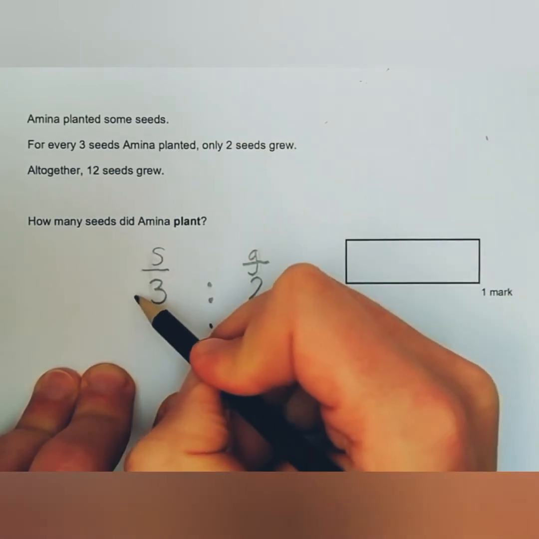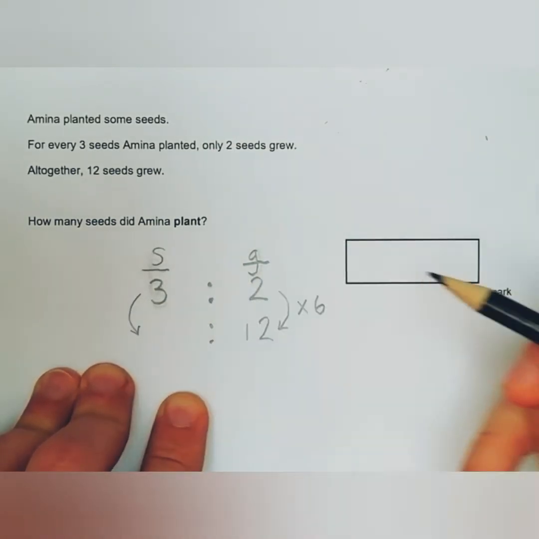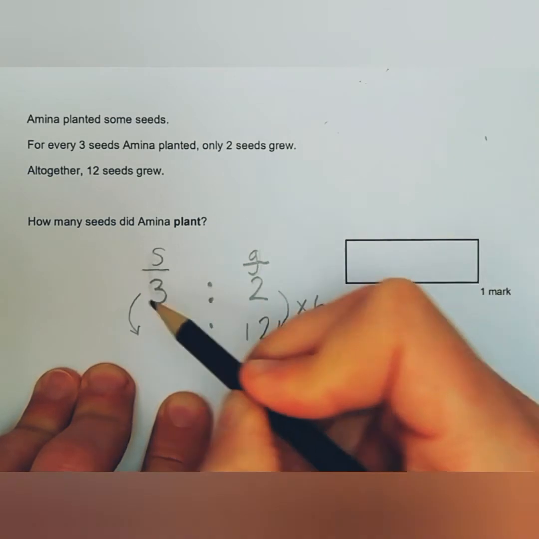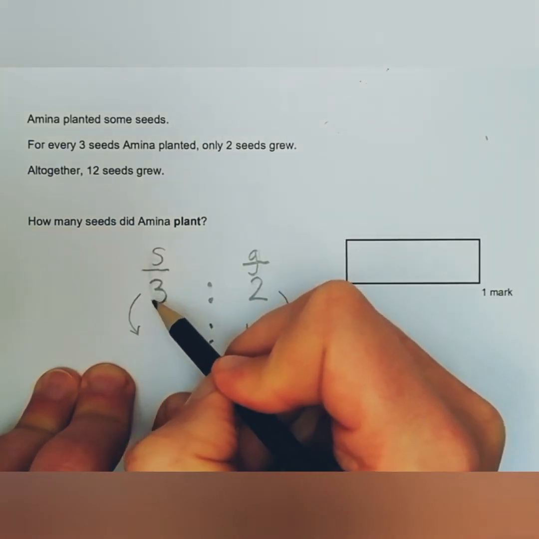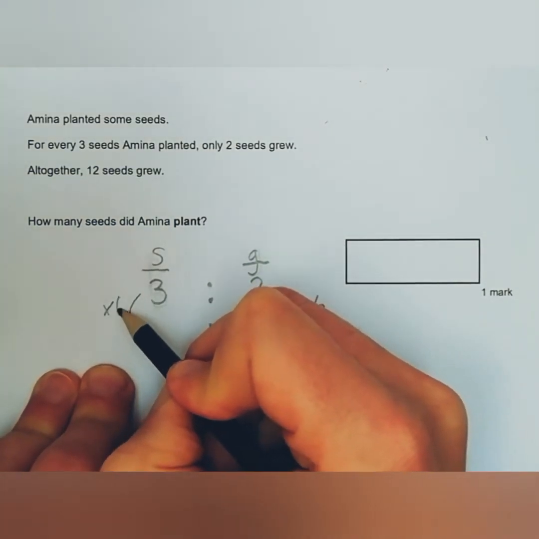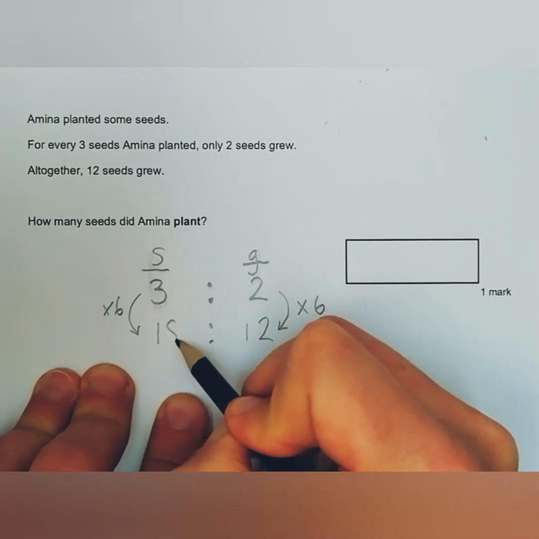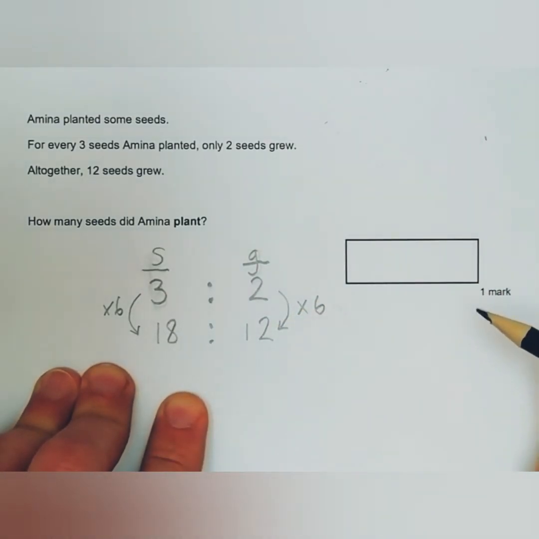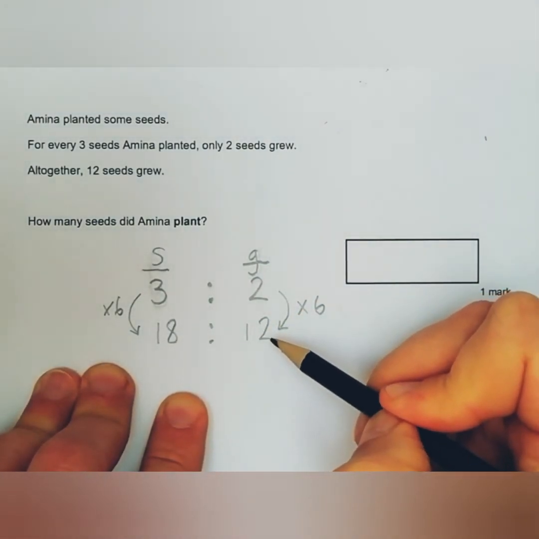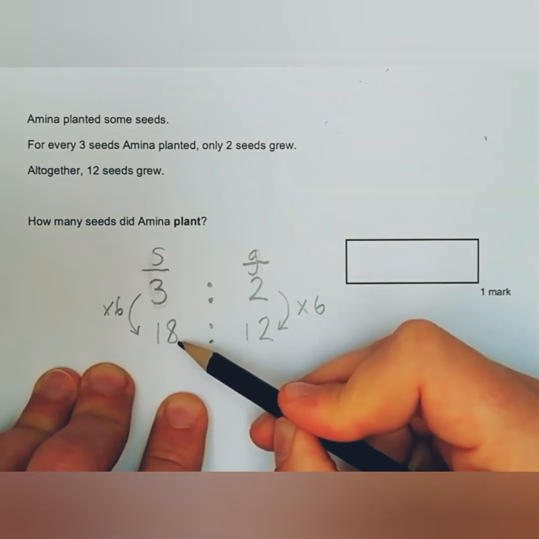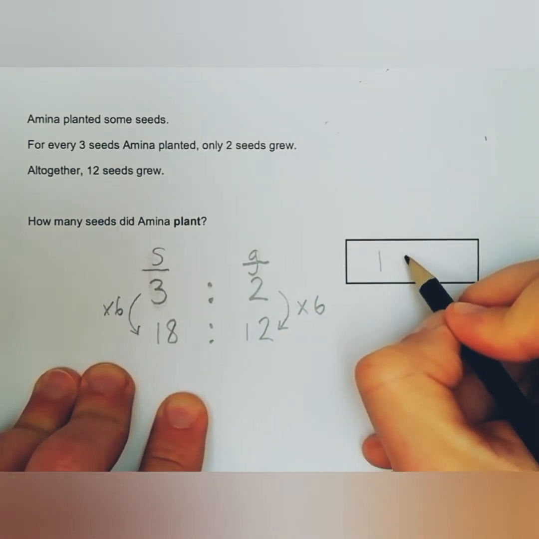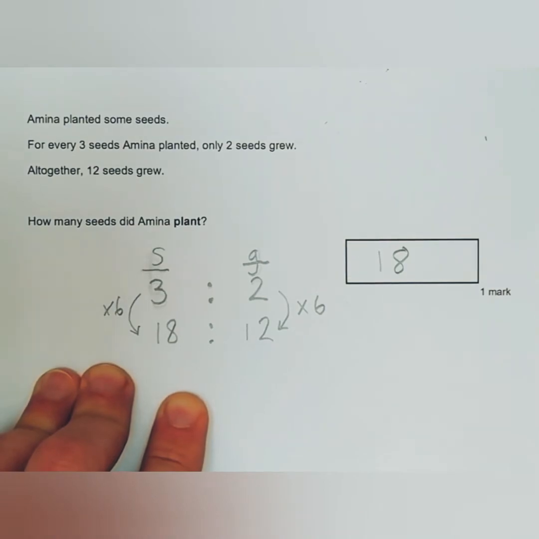That ratio has to stay the same for the amount that we planted in the first place. So we must multiply that 3 by 6 to get 18. So we now know that if 12 grew successfully, then Amina must have planted 18. So 18 is your answer.